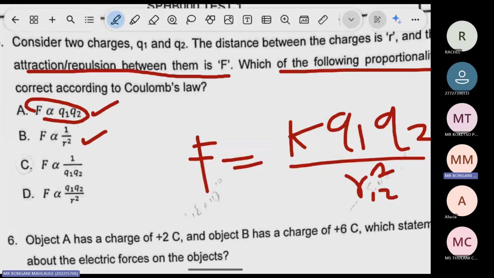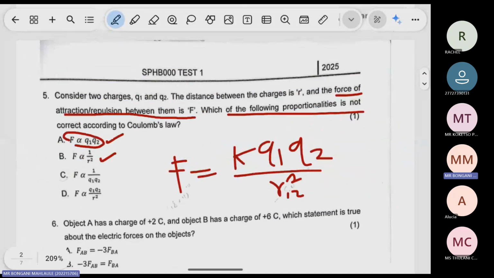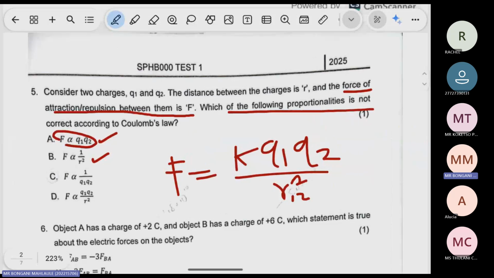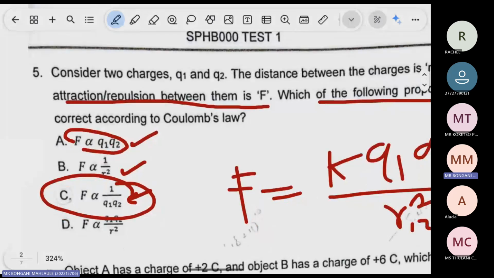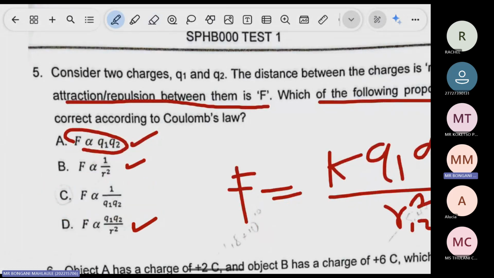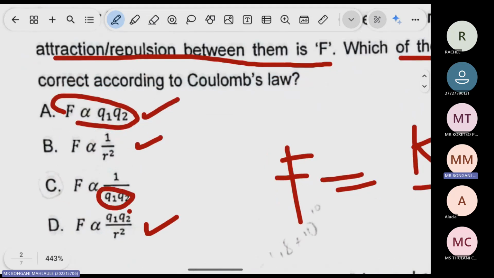Do you guys agree that we're gonna choose C? Yeah, it's C. Because it will never happen that force is inversely proportional to the product of the two. So this one is incorrect. It's the only one that is incorrect. This one is correct, and also this one is correct. Since Q1 and Q2, they are on the numerator. So the answer is C.